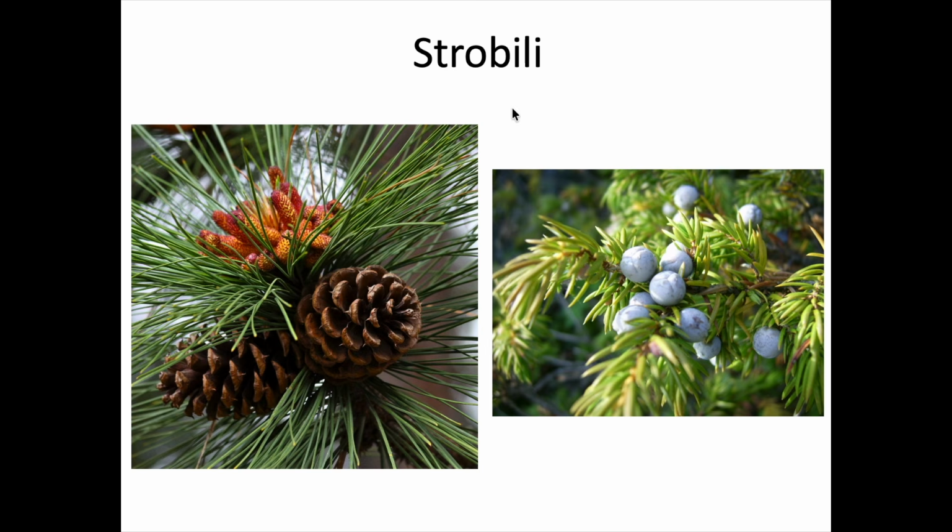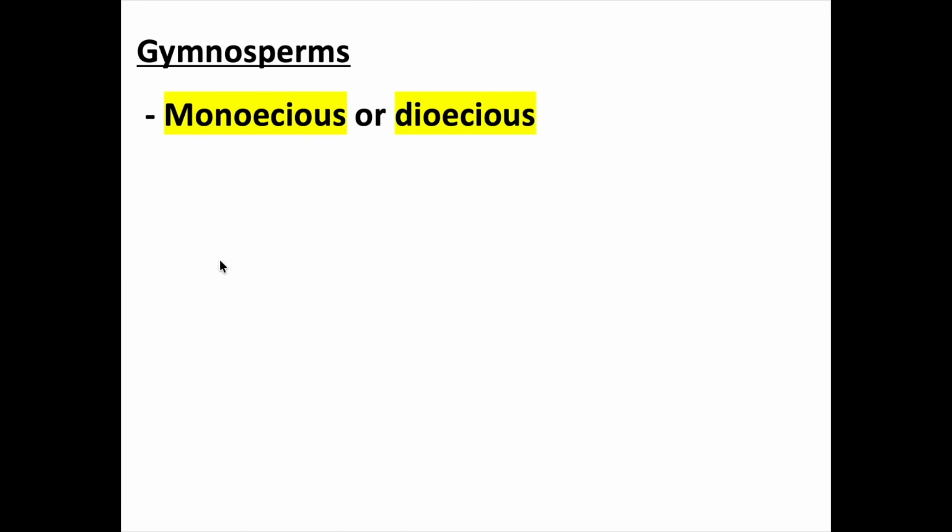It's just a cone, basically, a strobilus, that has evolved to resemble a berry, has evolved to resemble a fruit. Okay, so another thing we can say about gymnosperms is that some of these are monoecious and some of these are dioecious. So these are both in the key terms. This is about reproductive organs.